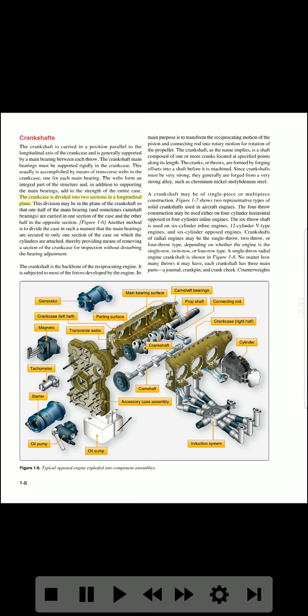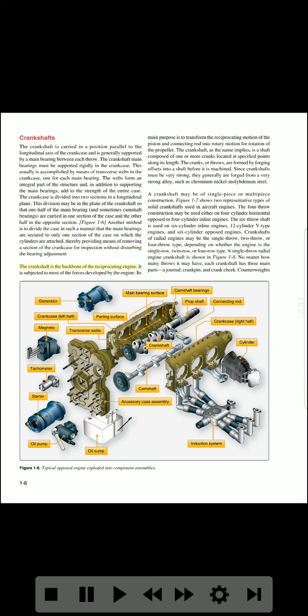The crankcase is divided into two sections in a longitudinal plane. This division may be in the plane of the crankshaft, so that one half of the main bearing, and sometimes camshaft bearings, are carried in one section of the case, and the other half in the opposite section. Figure 1-6. Another method is to divide the case in such a manner that the main bearings are secured to only one section of the case on which the cylinders are attached, thereby providing means of removing a section of the crankcase for inspection without disturbing the bearing adjustment.